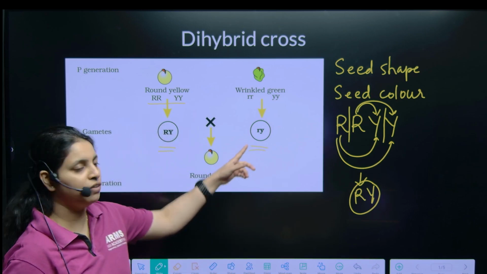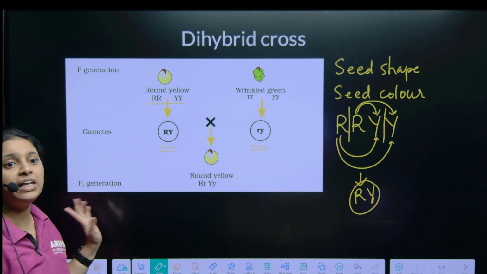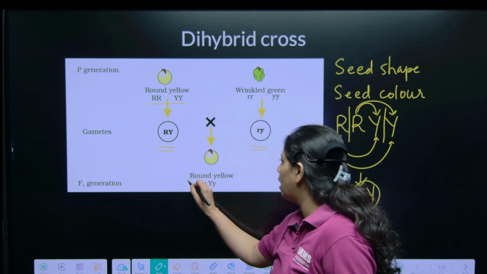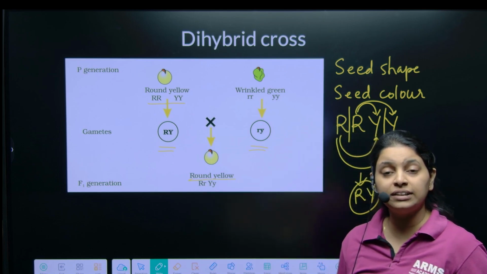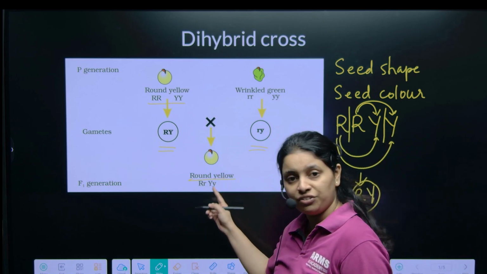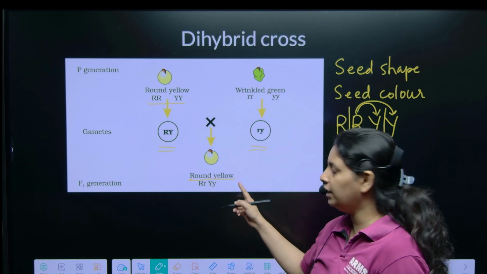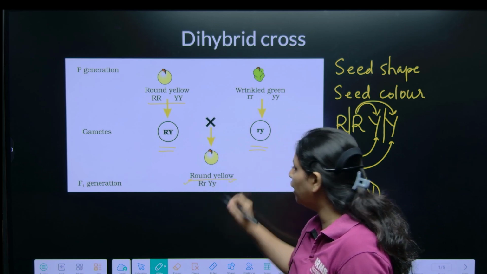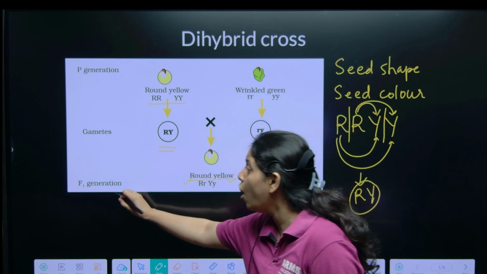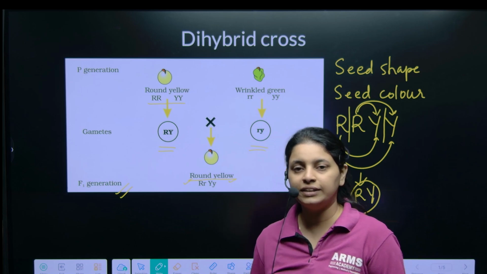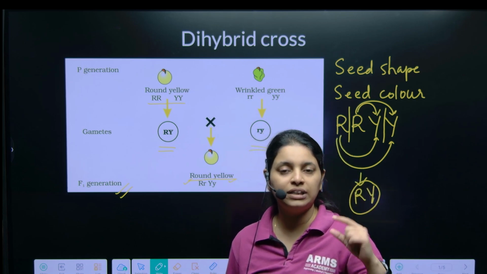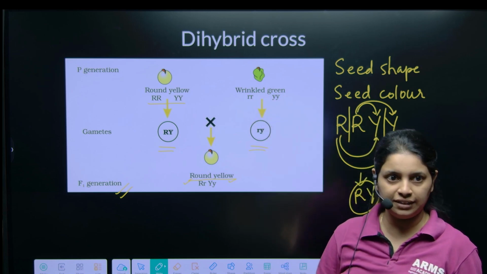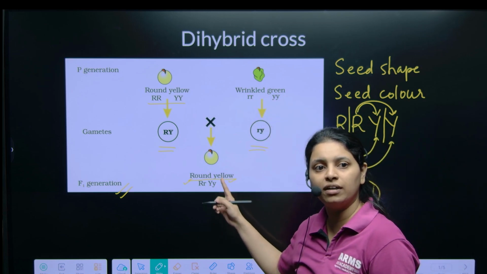Now these gametes will fuse and you will get the first filial generation, the F1 generation, which showed characters like this, round and yellow. The seeds in this generation showed round shape and yellow color. So as we are seeing here, round and yellow characteristics are expressed in all the F1 plants. That is why we say round and yellow are dominant traits. And the opposite, wrinkled and green, are recessive as they are not expressed here in the hybrid.